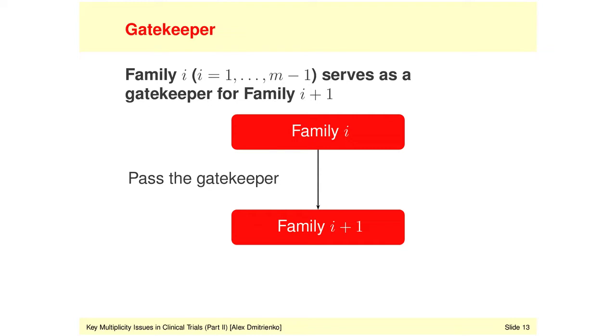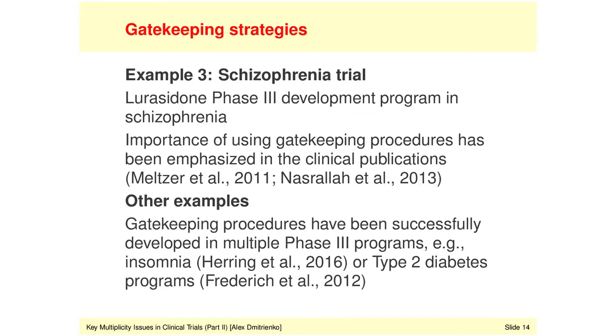So family I serves as a gatekeeper for family I plus 1. And we will discuss the specific conditions under which the gatekeeper, which is family I, can be passed. That includes parallel, serial, or general gatekeeping conditions, and this will be done later in this module.